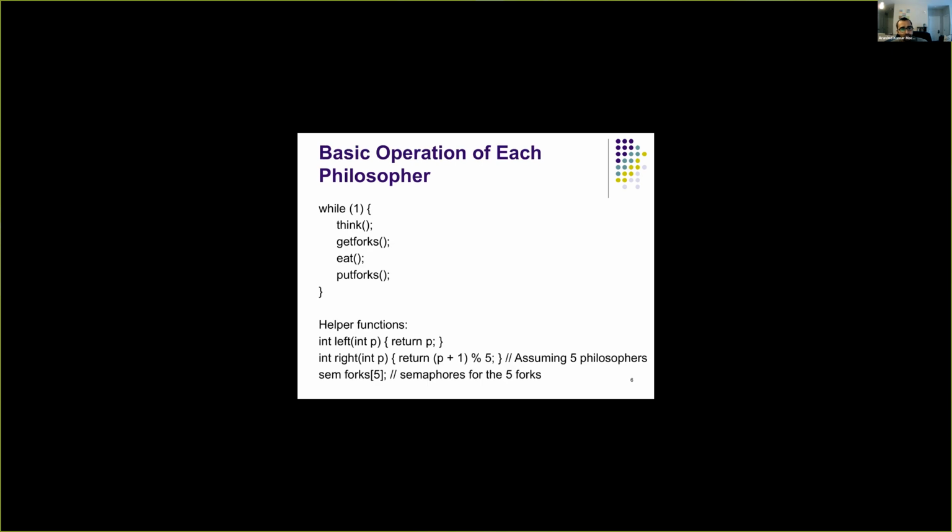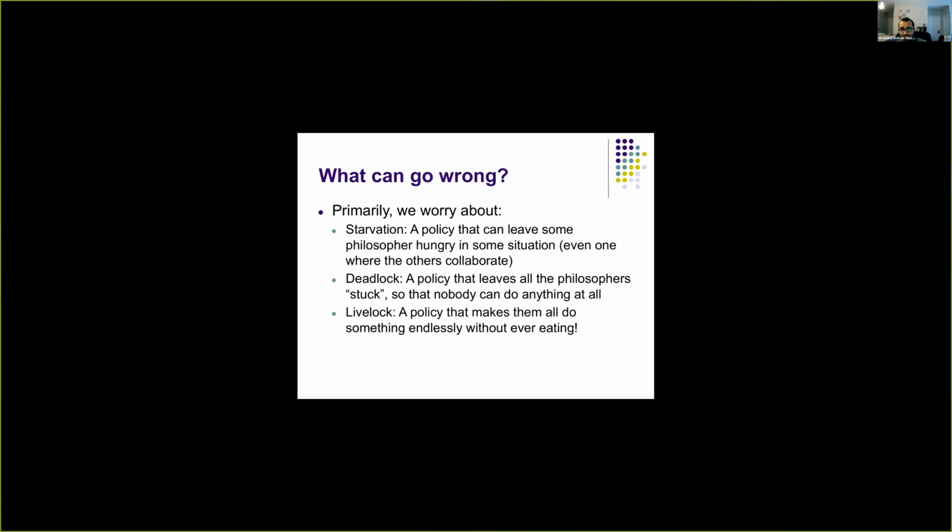So what can go wrong in this simple code? Let's consider this policy without using any locks. There are at least 3 things that can go wrong. The first one is starvation. This policy can leave some philosophers hungry forever, in the sense that a philosopher may not get to eat for a long time, or he may never get to eat.